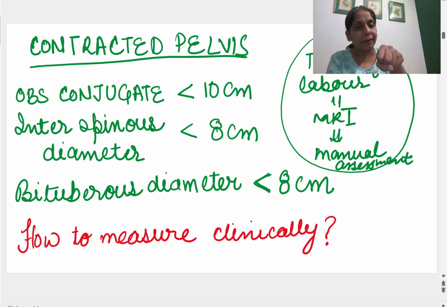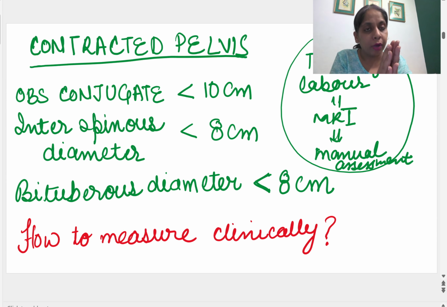And for the bituberous diameter, now we are not doing PV, we are just feeling the ischial tuberosities externally, and we are putting the fist there externally. If our fist goes in, it means it is more than 8 centimeters and the pelvis is adequate.